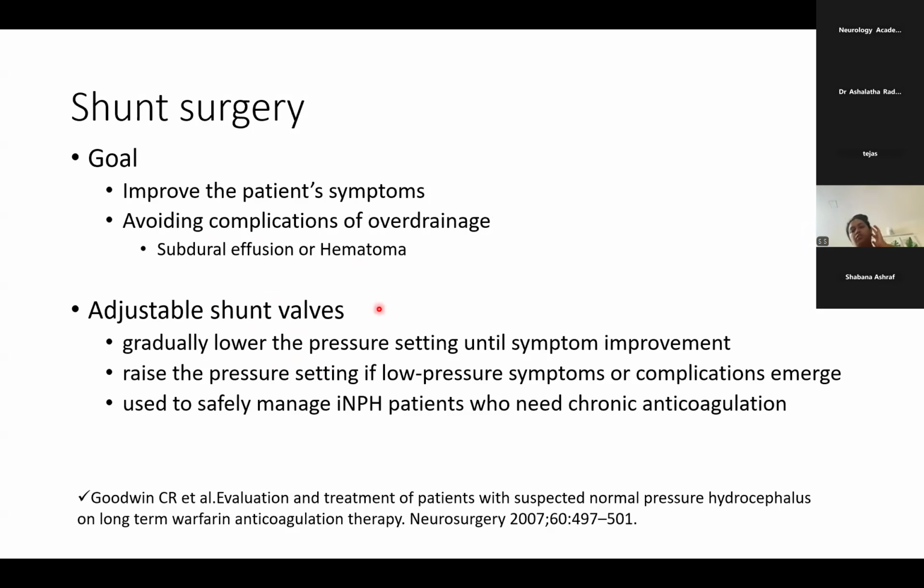Adjustable shunt valves can also be placed, which gradually lower the pressure setting until symptoms improve. And we can raise the pressure setting if low pressure symptoms or complications emerge. It can be used safely to manage idiopathic NPH patients who also need chronic anticoagulation.